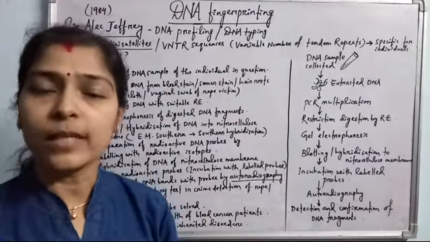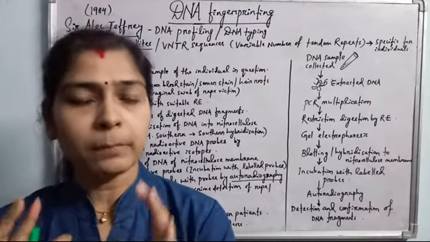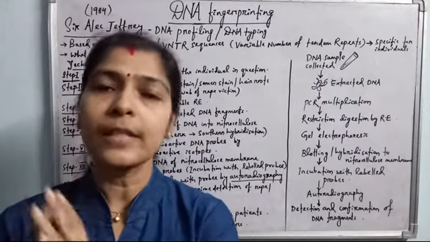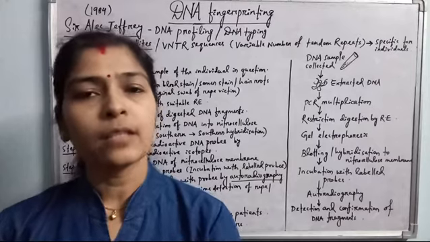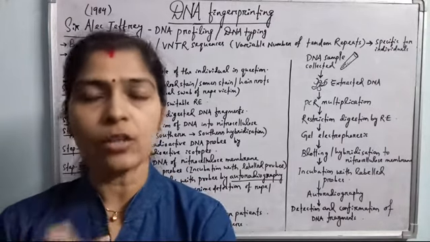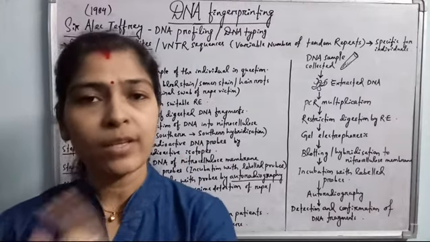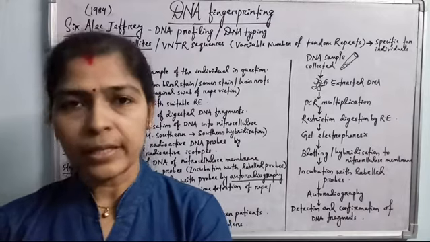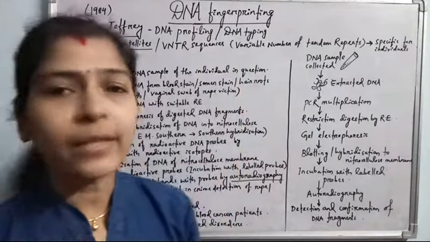See exactly what these minisatellites are. These minisatellites are short tandem repeats which are present inside the individual's DNA, and they vary. The sequence of VNTR or the sequence of STR differs from individual to individual. The sequence and the length of the VNTR also vary. So the VNTR is also known as variable number of tandem repeats.